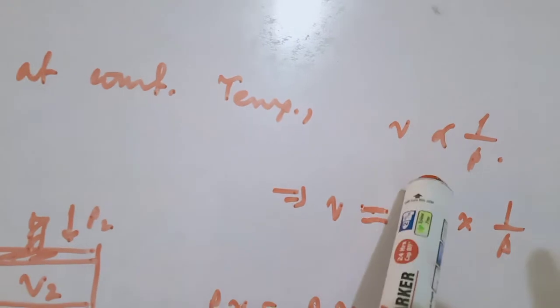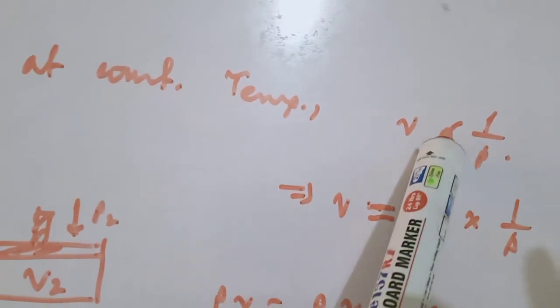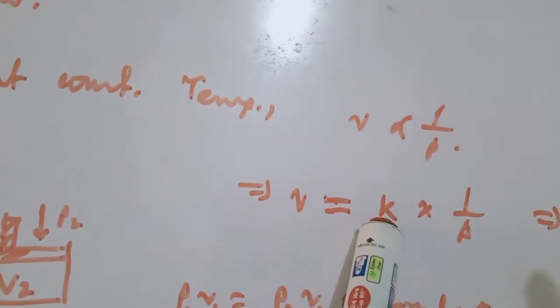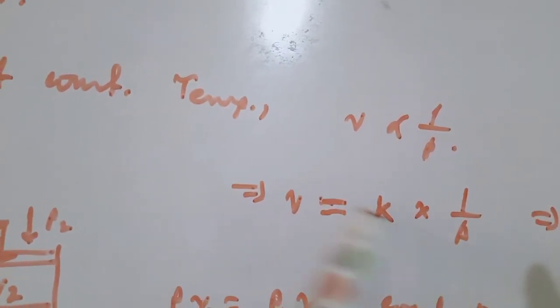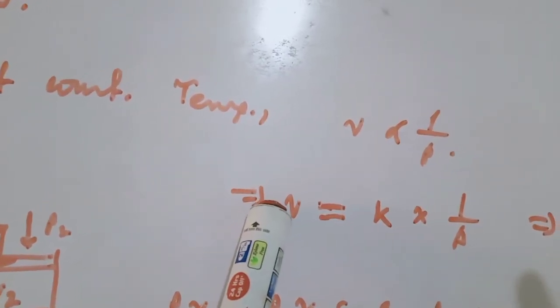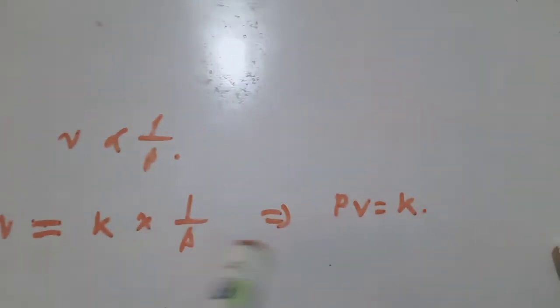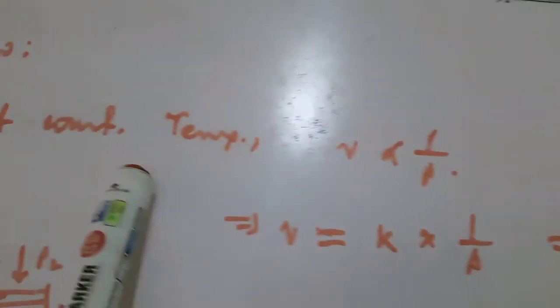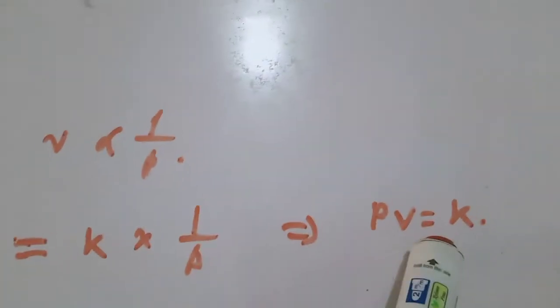Now, if you remove this proportionality sign, you have to multiply it with a constant. So, V is equal to constant into 1 by P. If you cross multiply, you will get PV is equal to K. That means the product of pressure and volume of a given mass of a gas, of course at constant temperature, is constant.